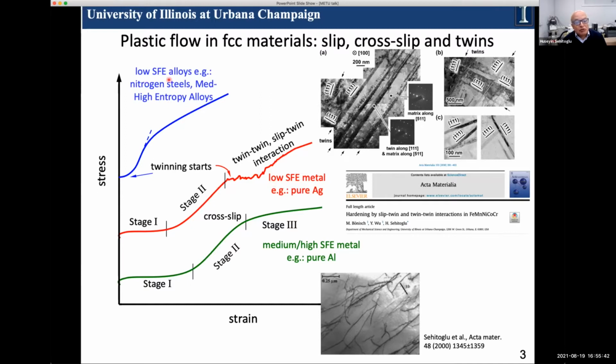Now, if you look at low stacking fault energy alloys, they already have a fairly high friction stress, so they might start to twin right at the onset of loading, in other words, at fairly small strains, and the twinning starts here, and we get this upward curvature in the stress strain curve. That's typical of these Hatfield steels, iron manganese steels, as well as nitrogen steels, and also medium to high entropy alloys display this kind of behavior.